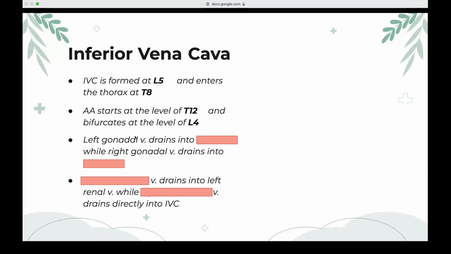Now the left gonadal vein, it drains into what? Left renal vein. Yes. While the right gonadal drains where? IVC, exactly. What's the clinical significance? Can anyone tell me why this is important to know clinically?